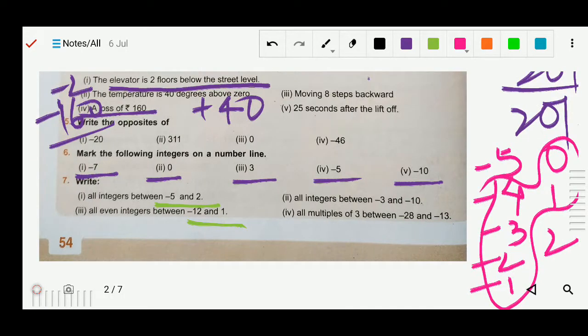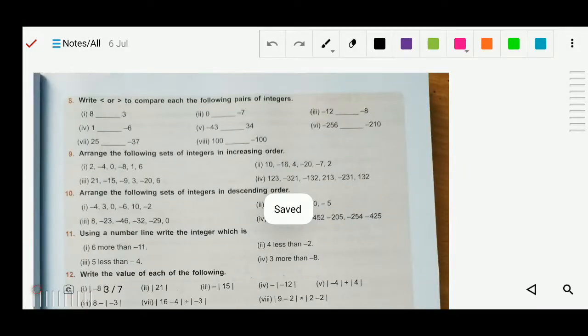Next, here is the comparison. You have to compare and write. So how will you compare? Either you follow the number line, or you follow an example like rupees: how many rupees you have and how much you have borrowed.